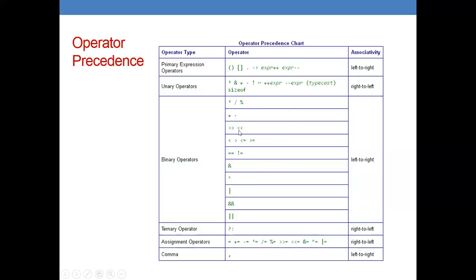We can see that the left shift and the right shift operators are lower in precedence than these math operators, plus and minus. The AND operator, the XOR, right? AND is higher than XOR. XOR is higher than OR. These are bitwise operators, so you can see where their precedence is. These are logical operators down here, logical AND, logical OR, which are different than the bitwise operators.